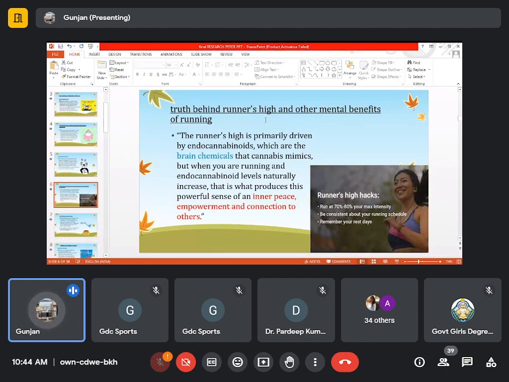The runner's high is primarily driven by endocannabinoids, which are brain chemicals. That is what produces this powerful sense of inner peace, empowerment, and connection to others.